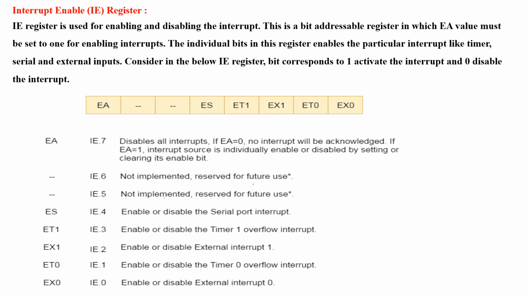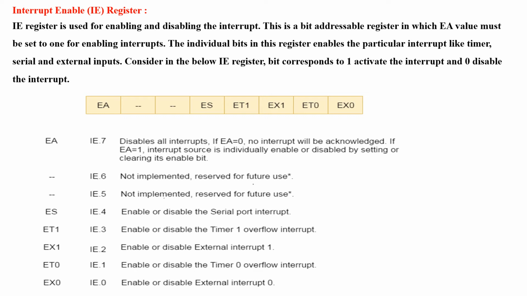EA is the 7th bit of IE. It disables all the interrupts. If EA equals 0, no interrupt will be acknowledged. If EA equals 1, each interrupt source is individually enabled or disabled by setting or clearing its enable bit. The 6th and 5th bits of IE, denoted by IE.6 and IE.5, are not implemented. They are reserved for future use.